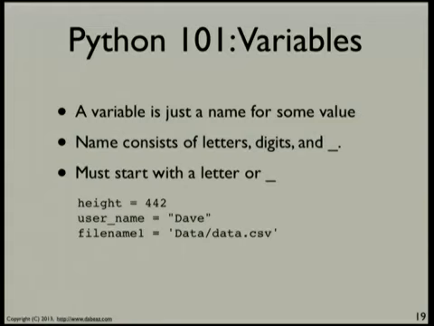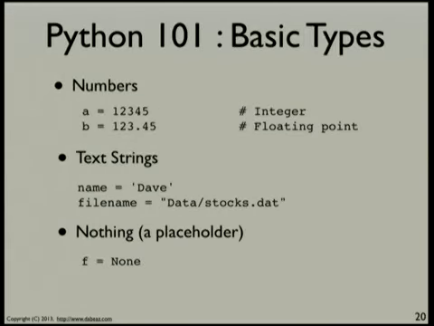So you don't say it's an integer, or that it's a float or anything like that. The type basically comes from what you assign it. Like 442 is an integer, for instance. There are some basic data types that you work with in programs.